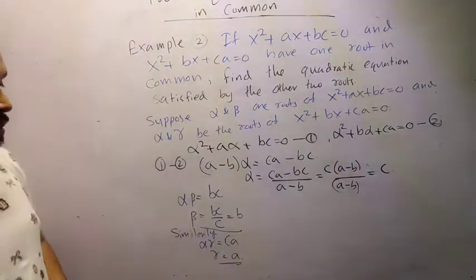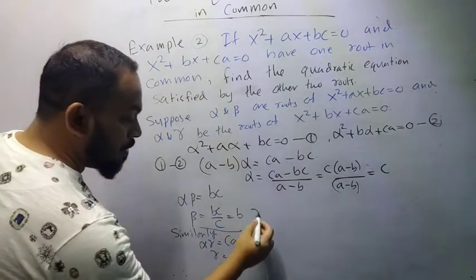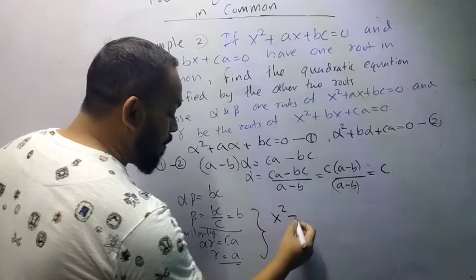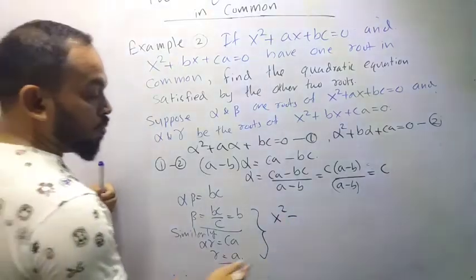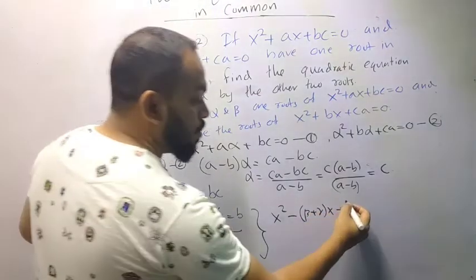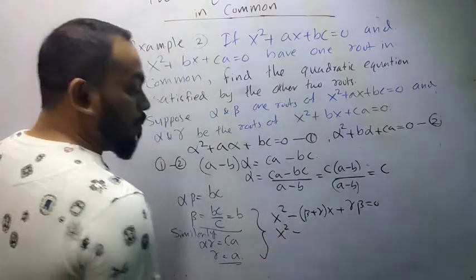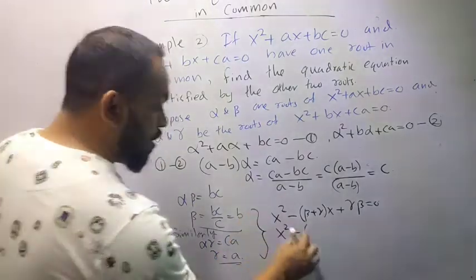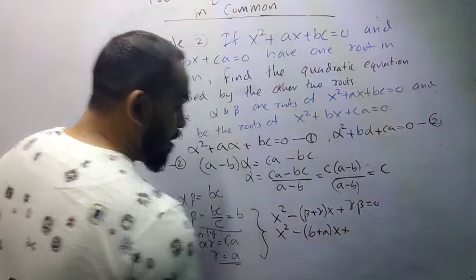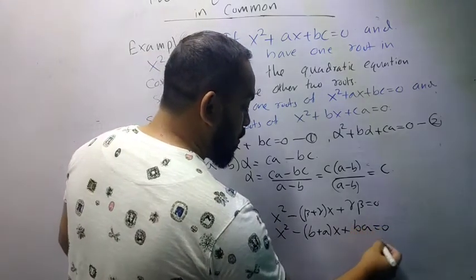Now we have to find the quadratic equation whose roots are beta and gamma. The quadratic equation whose roots are beta and gamma can be found by x squared minus the sum of the two roots, beta plus gamma, times x, plus the product of the two roots, gamma times beta, equals 0. So we know what gamma is, we know what beta is. Beta is b, gamma is a. This would be b plus a times x. Gamma times beta would be b times a, equals 0.